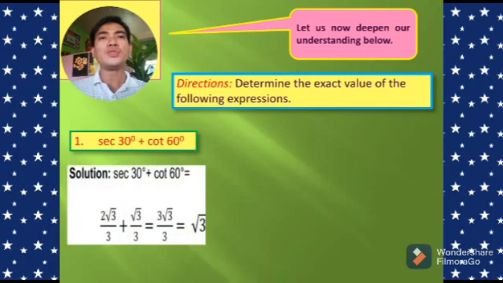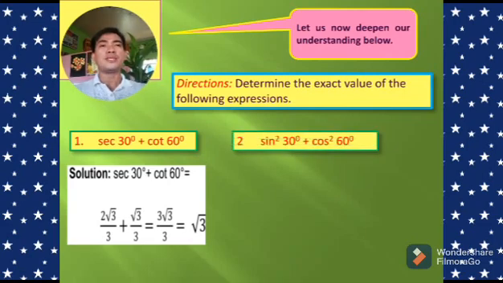So for our solution, you would have secant 30 is 2 square root of 3 over 3 plus cotangent 60 is square root of 3 over 3. So therefore, as we simplify, that will give you 3 square root of 3 over 3. Or simply, our final answer would be equal to square root of 3. Is that clear? Now let's proceed to number 2.